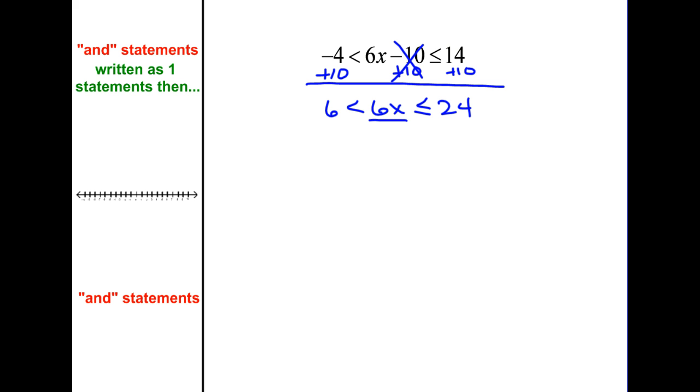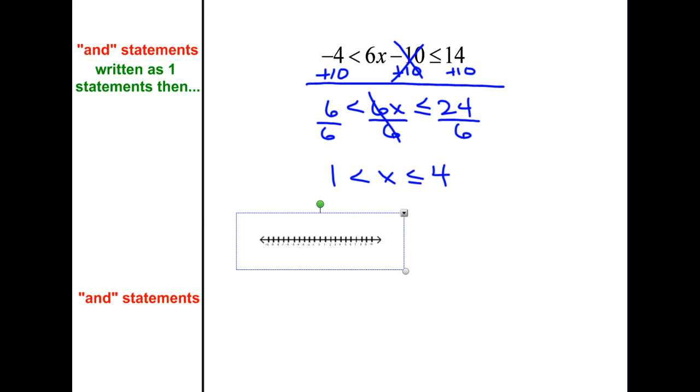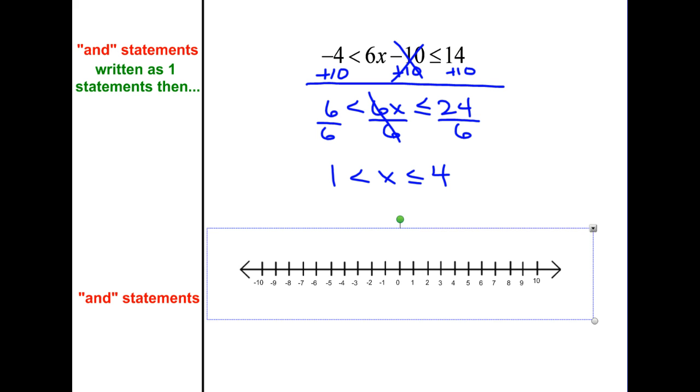Last step, I need to get the x by itself. I need to divide by 6. Remember, whatever I do to one, I have to do to all three. 6 divided by 6 is 1, is less than x, which is less than or equal to 4. There's our inequality. Again, graph it, and notice when it's in that and form where it's all graphed as one piece, they'll come together. So we know it's going to be an open dot at 1. It's going to be a closed dot at 4 because it's or equal to. Then we just connect them in. So again, open dot at 1, closed dot at 4, and because this one goes greater than and this one goes less than, bring them in together.